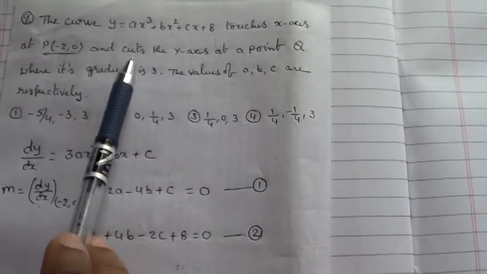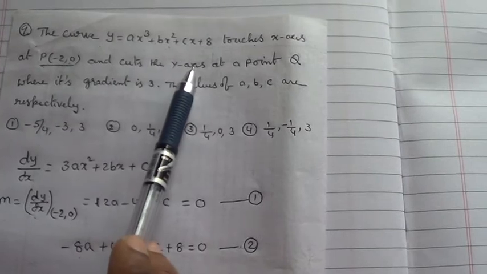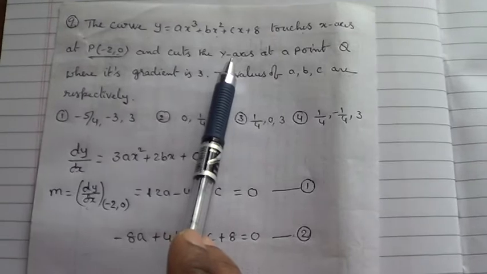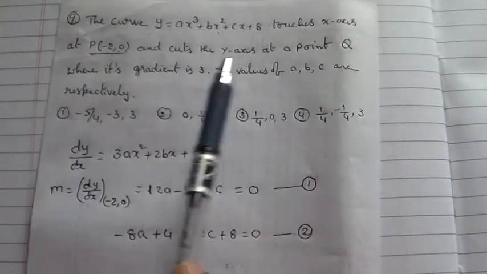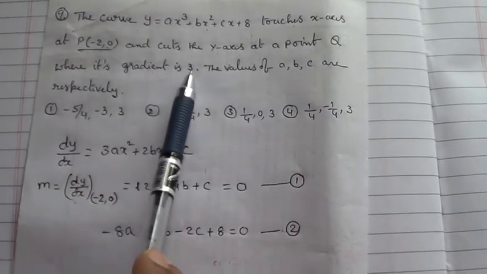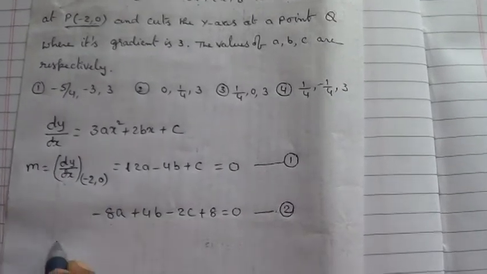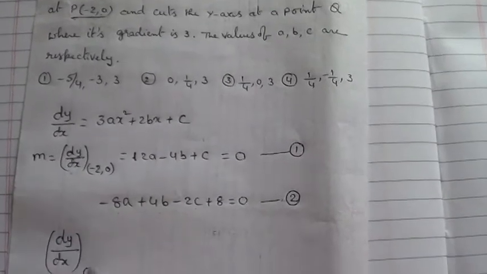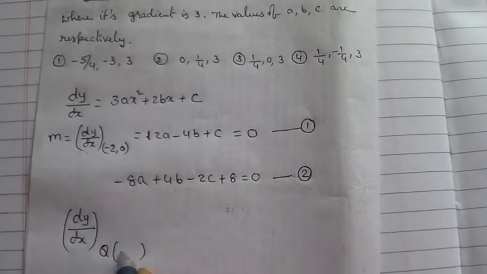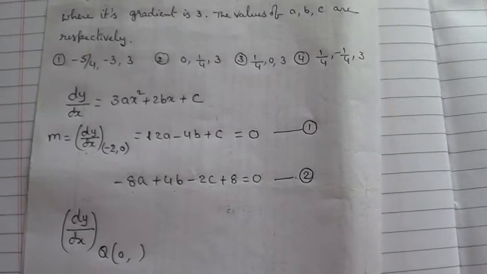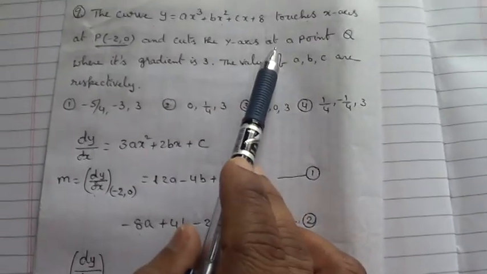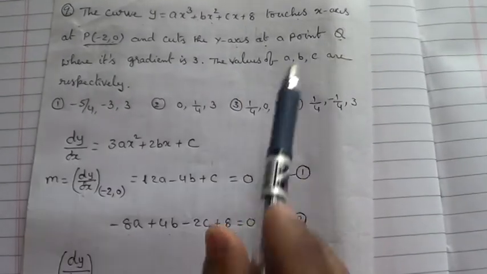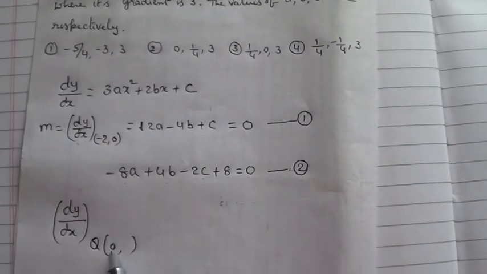Next, what is it asking? It cuts the y-axis at a point Q where its gradient is 3. That means differentiation dy by dx at a point Q whose x coordinate is 0, because Q is on the y-axis, so that Q's x coordinate is 0.